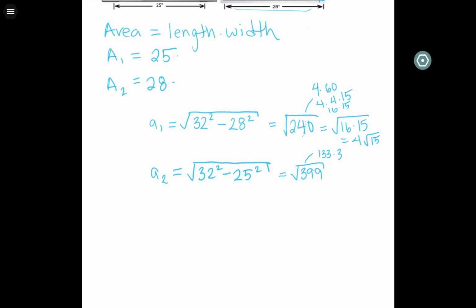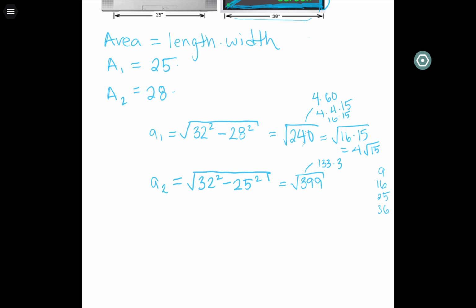It's not divisible by 9. It's not divisible by 16. It's not divisible, what's next? 16, 25, no way. Divisible by 36? I don't think so. I think we're pretty stuck on that one, unless I'm not spotting something. I think we're good. I'm going to leave it. If I'm wrong, I'm wrong.